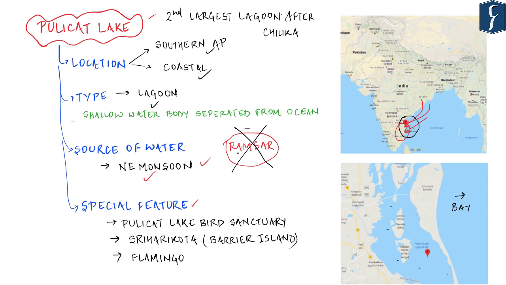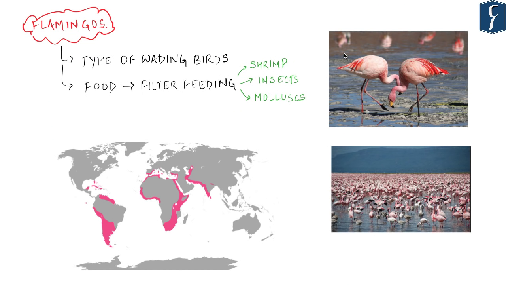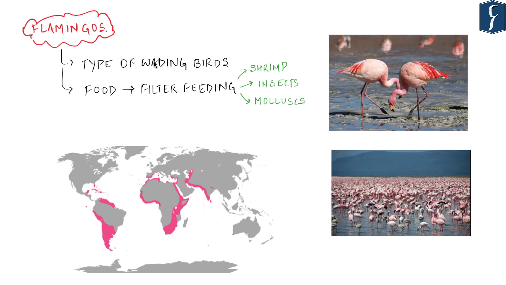Let's now have a look at the flamingo bird. The images of the flamingo and their colony as well as their global distribution has been shown on the screen. Now, as far as their type is concerned, they are a type of wading birds. Now, wade or wading as a word means to walk through water. So these birds are mostly found along coastal areas. And that should become clear if you see the global distribution of these birds as well. They mostly belong to the coastal region of the world.